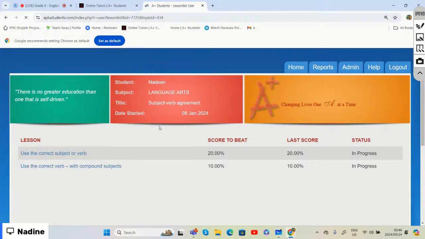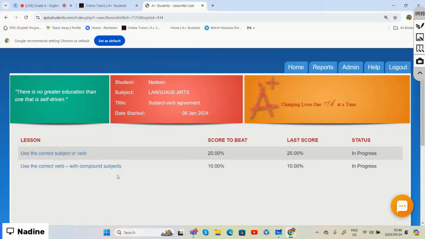All right, guys. In our next lesson, we will go on to using the correct verb with compound subjects. This is the end of our lesson on subject verb agreement. I hope that you have an idea of how to use the correct subject or verb. Guys, if you do not know, please let me know. In our next lesson, we will go over using the correct subject or verb again before we go on to compound subjects.